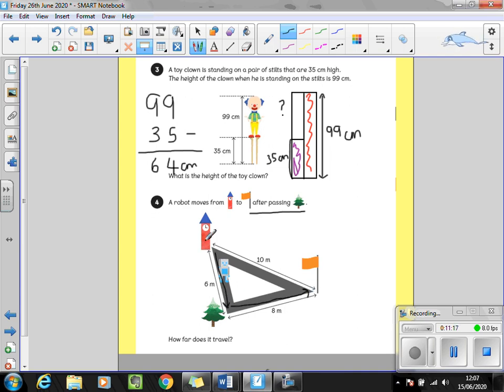And we can see the distance from the clock tower to the tree is 6 metres, plus the distance from the tree to the flag, which is 8 metres. And for that calculation, we wouldn't expect you to use column addition. We'd expect you to use your knowledge of number facts and number bonds. We know that to get to 10 from 8, we need 2 more. So we'd take the 2 from the 6 to make 10, leaving us with 4 left over. He's travelled 14 metres.